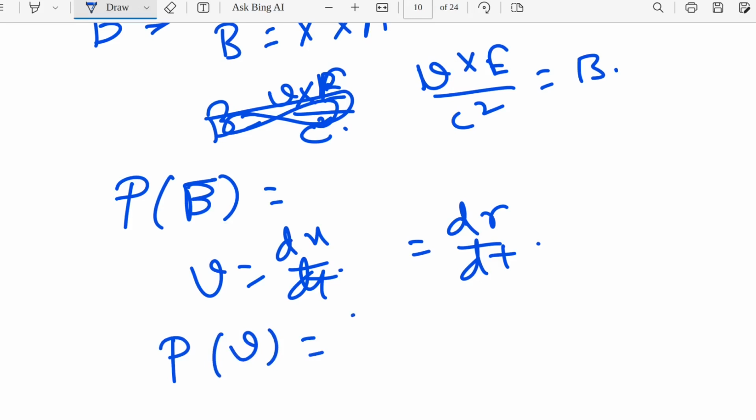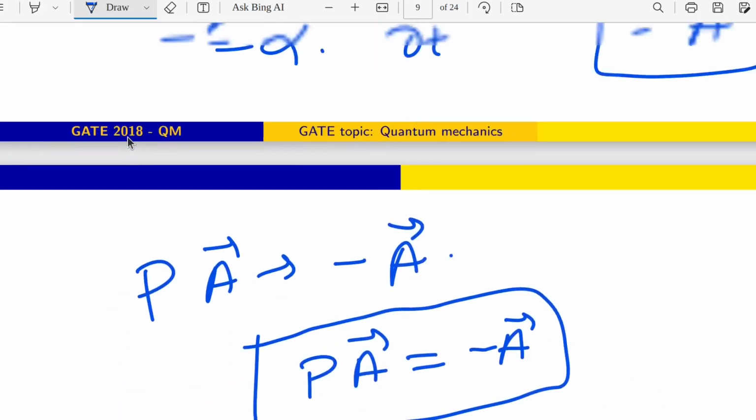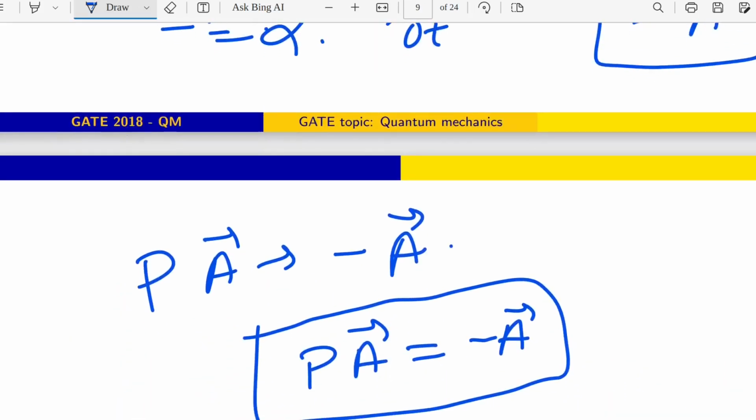Ma'am, it's potential. Oh, potential. Okay, that potential is a scalar potential, and scalar is nothing but singlet under parity. Singlet means it does not change sign under parity. But what about a vector? A vector will change its sign under parity. An axial vector will not change sign under parity. These are the three conditions.